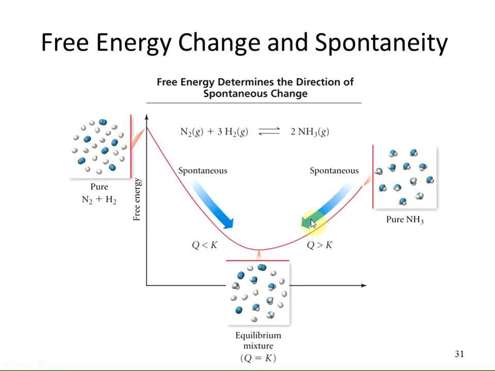and Q would be greater than K. So going in this direction, it would be spontaneous until it gets to the equilibrium point. Once it gets to the equilibrium mixture, it's not going to want to change to either making a higher proportion of products or a higher proportion of reactants. So it's at this minimum where the free energy of the system is at its lowest. So this is where it wants to be. So it will be spontaneous until it reaches this equilibrium.